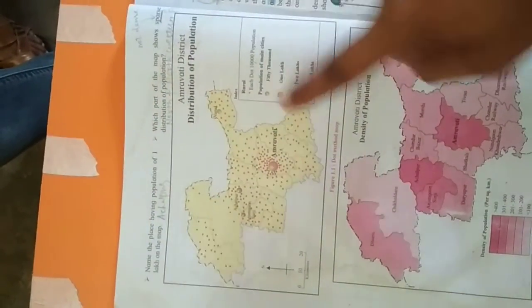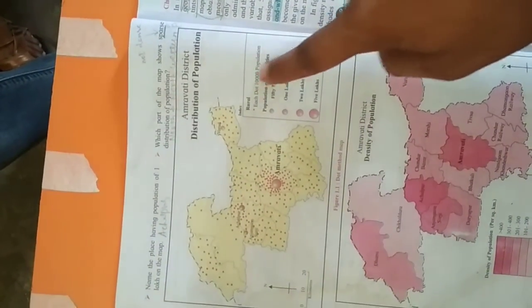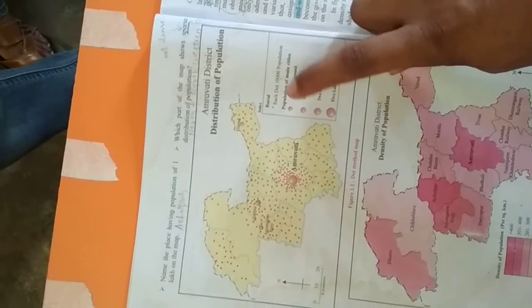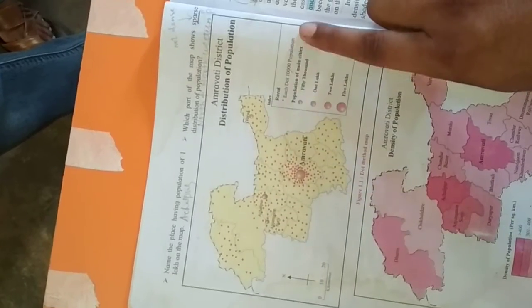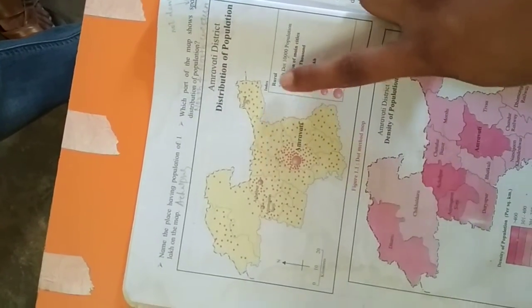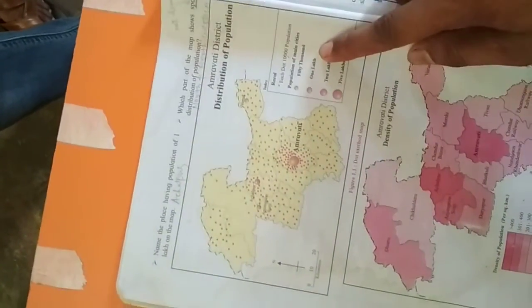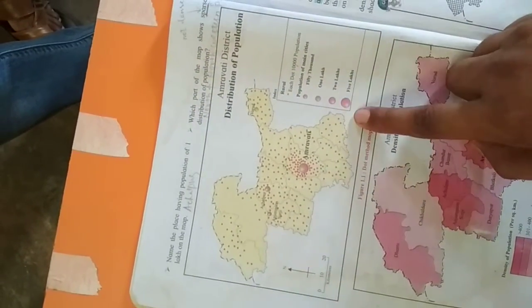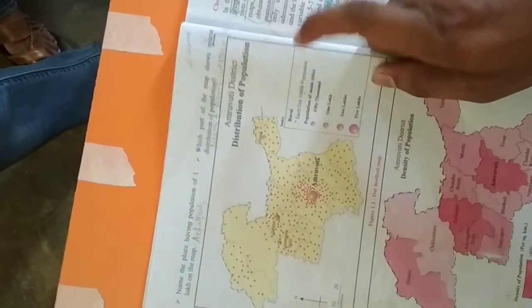That means this map shows distribution of population. Now as you see, there is an index, meaning a scale. For rural areas, a small dot represents 10,000 population. Then a little bit bigger dot, for main cities, shows 50,000. Then bigger, 1 lakh, then 2 lakh, and the highest capacity of a dot is 5 lakh, and the lowest is 10,000 population.